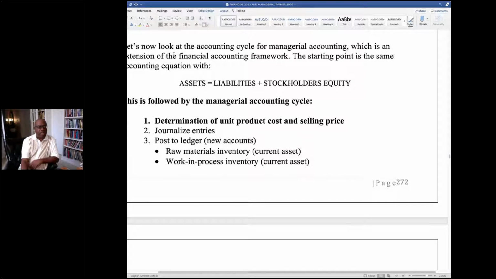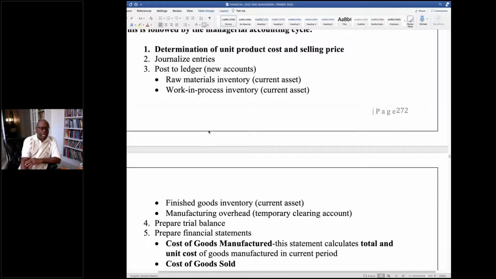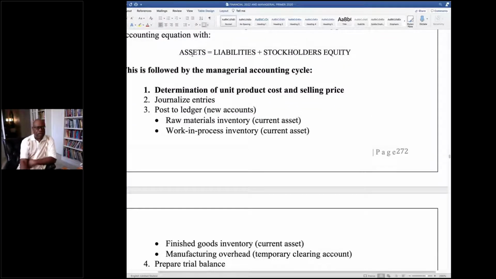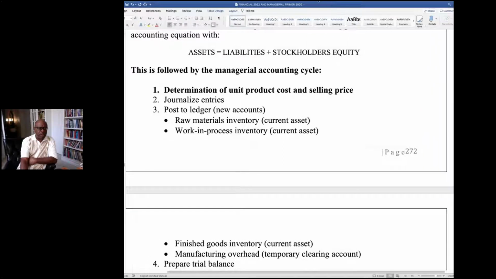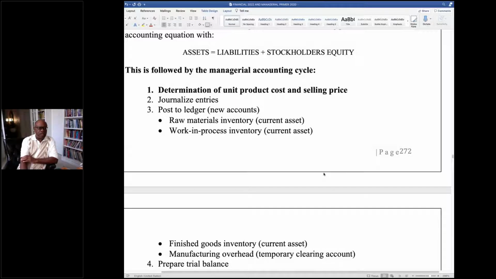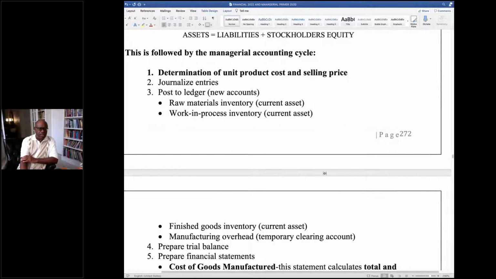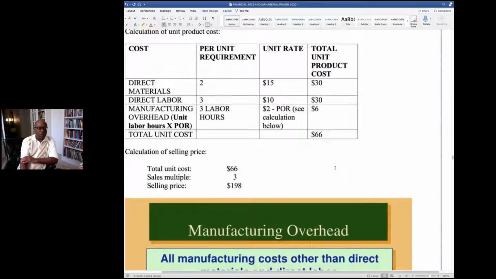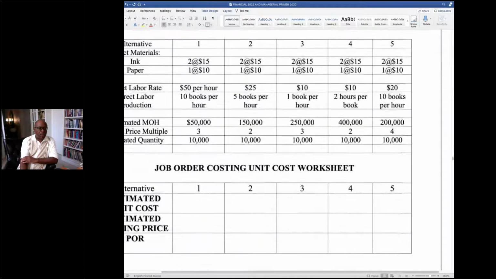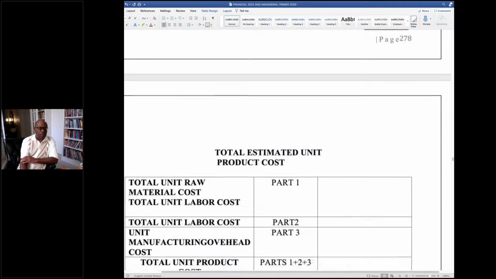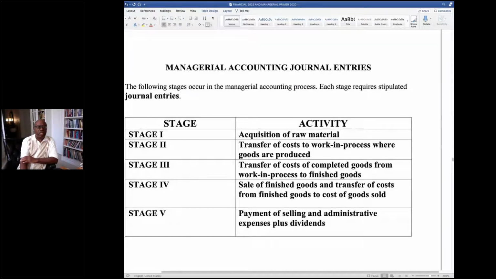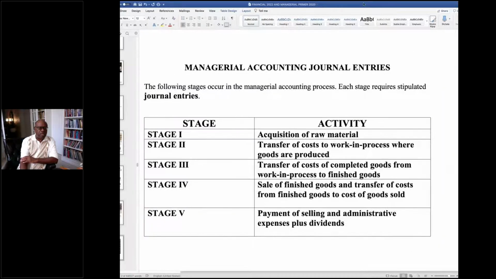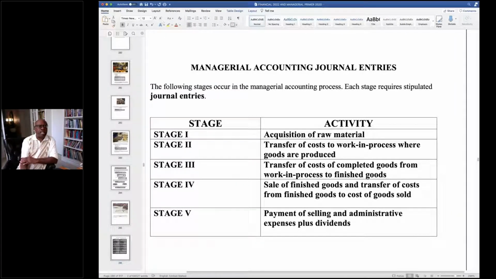Okay. We had step one, determination of unit cost. Step two is journalizing entries. There are a bunch of 12 to 15 entries that we have to make, and some of these entries are new. So rather than just tell you to make these entries, I broke them up into stages. We're going to be making about 15 or so entries, but there are so many entries per stage.